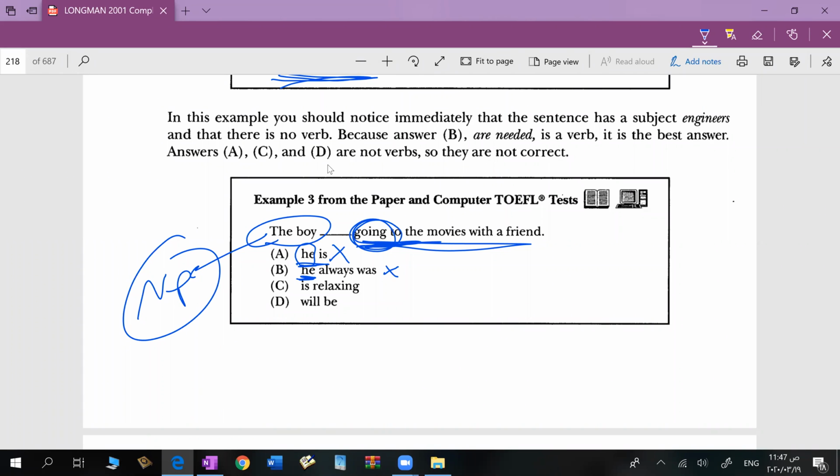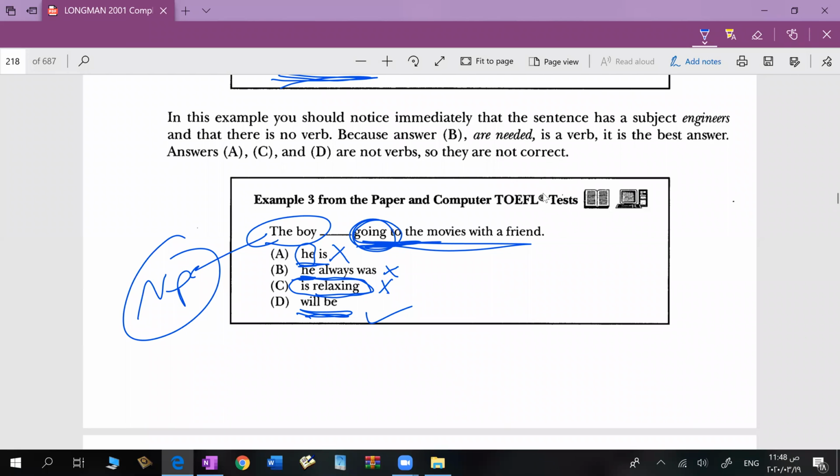The boy is the subject. "The boy is relaxing, going." We have two verbs here, relaxing and going. We said one subject and one verb. Relaxing is another verb. So we have two verbs. "The boy will be going." Yes, this is the right structure. Clear? So far, so good.